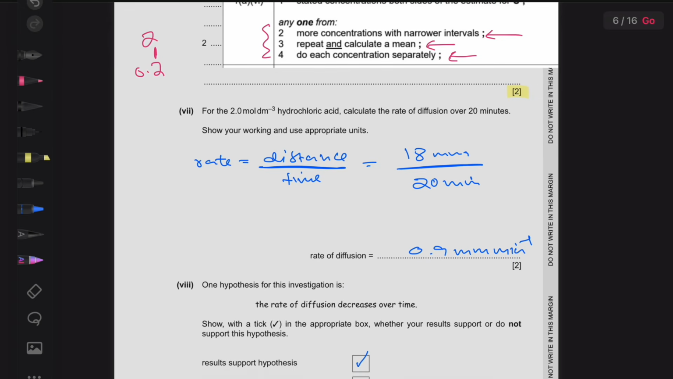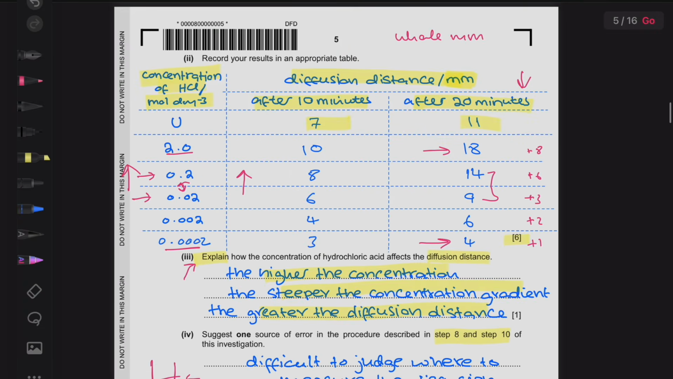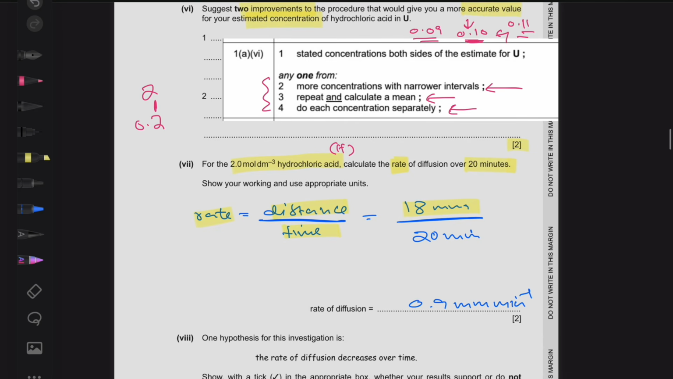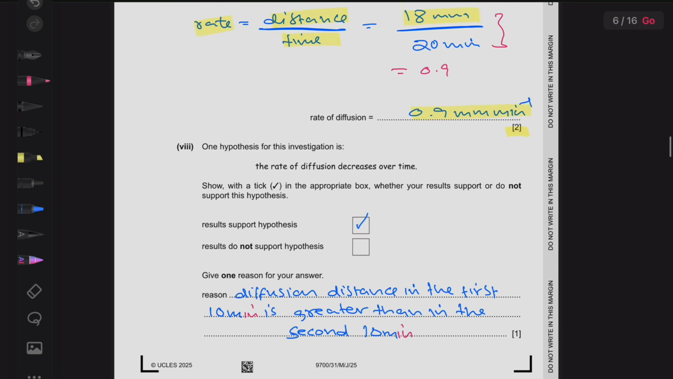Then we are told that for our 2 moles per decimeter cubed of HCl, so our standard H, calculate the rate of diffusion over 20 minutes. Rate is distance over time. Distance at 20 minutes for the 2 moles per decimeter cubed was 18 millimeters. And then our time, they said 20 minutes, so we'll just do 20 minutes. We obviously end up with 0.9. To gain the 2 marks: 1, we need to have the correct value and units. 2, we need to have our measurement divided by 20.